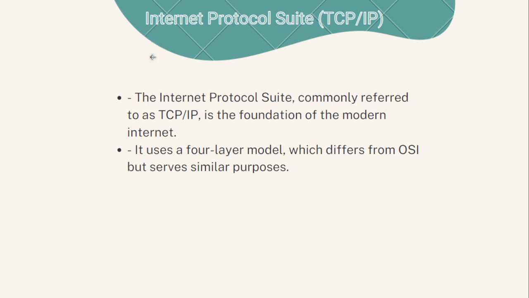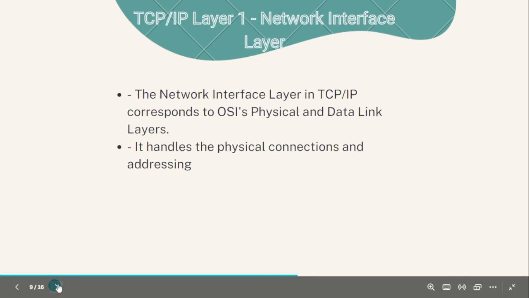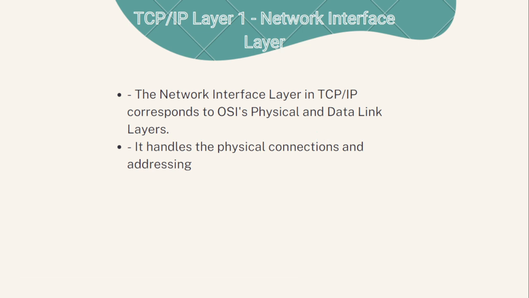Now we will see the Internet Protocol Suite, that is TCP/IP. The Internet Protocol Suite, commonly referred to as TCP/IP, is the foundation of the modern Internet. It uses a four-layer model which differs from OSI but serves similar purposes. The first layer is the Network Interface Layer. The network interface layer in TCP/IP corresponds to the OSI physical and data link layers. It handles the physical connection and addressing, just like the physical layer in the OSI model.